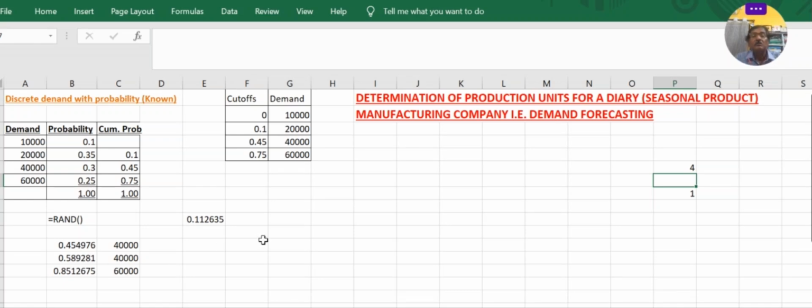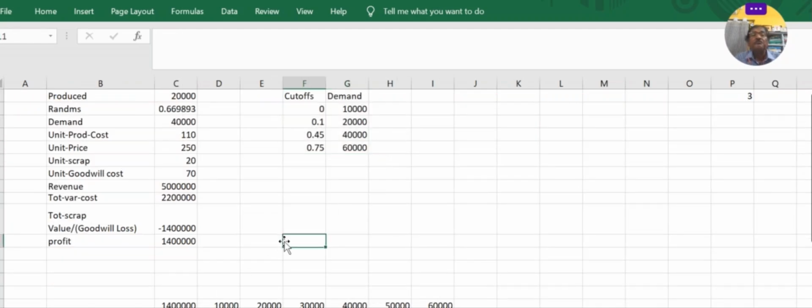What is our objective? We have to find out the best production units for which the profit will be maximum and the risk will be less. That I am going to discuss sequentially, slowly. Now, in this table, I will show how the profit will be computed.